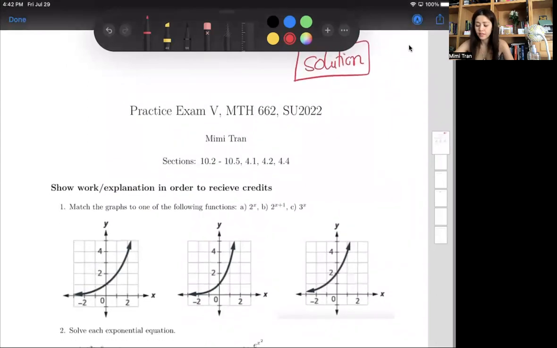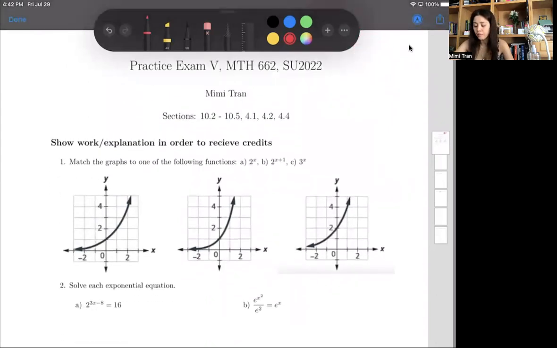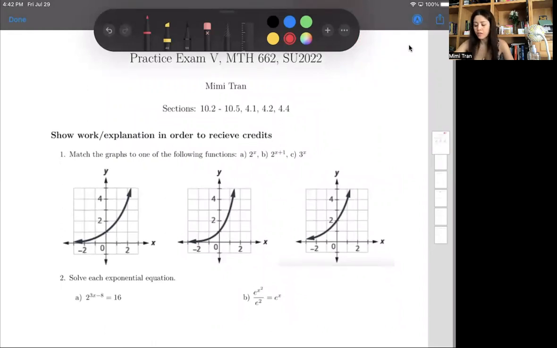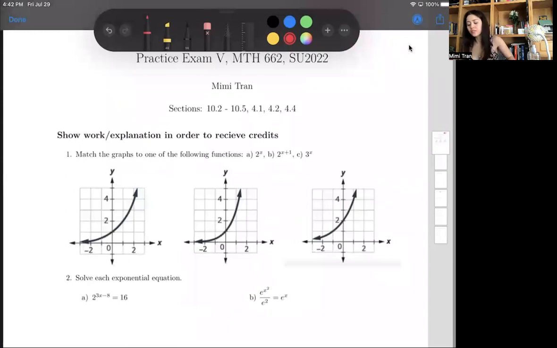It's that time again. I am making a practice exam and solving it for you. So this exam is going to cover sections 10.2 all the way to 10.5, 4.1, 4.2, and 4.4.